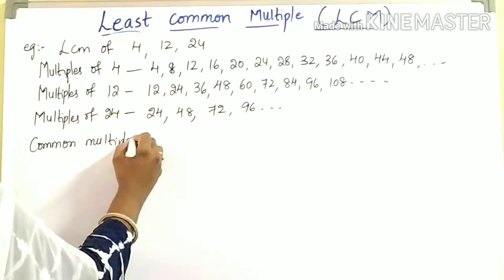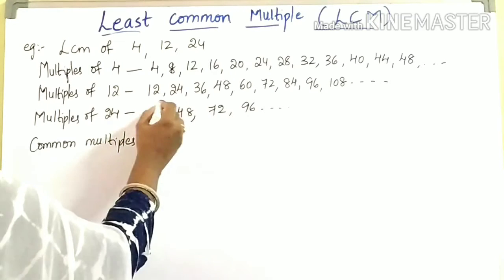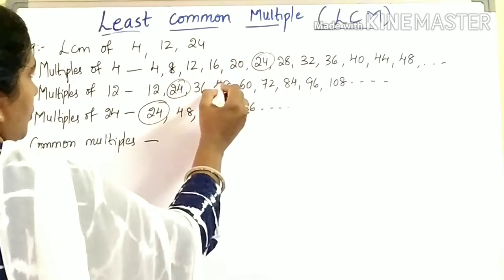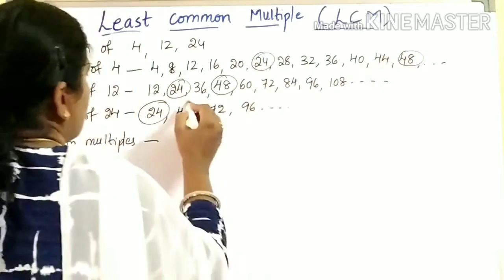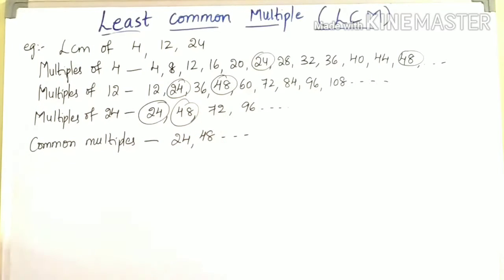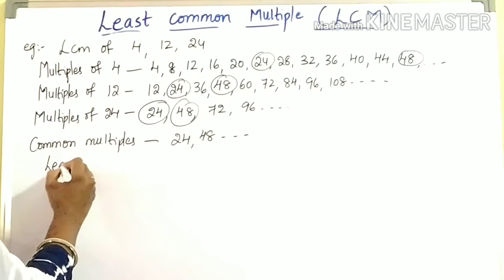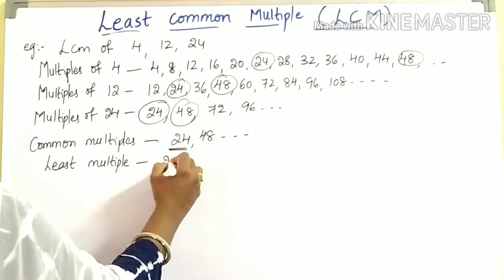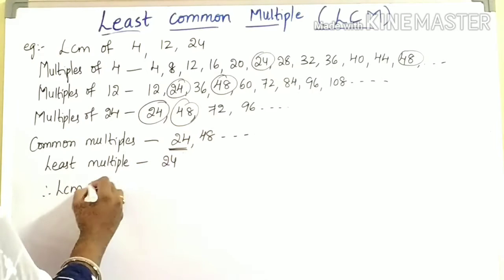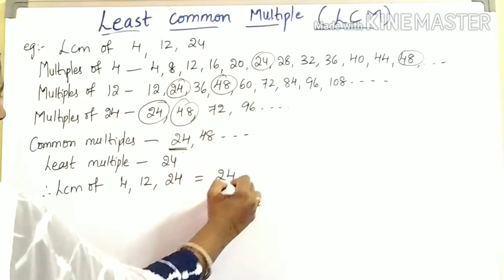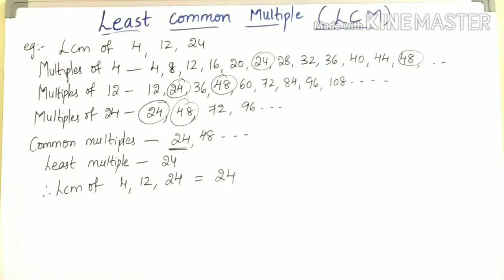Now we will see common multiples in these 3 numbers, okay? So here 24 is the first: 24, 24, 24, right? Next is which one? 48, 48, 48. So common multiples are 24, 48. Still you are going to get, right? In this, which is the least of them? Least multiple is what? 24 is the least multiple. Therefore, LCM of 4, 12, 24 is nothing but 24.